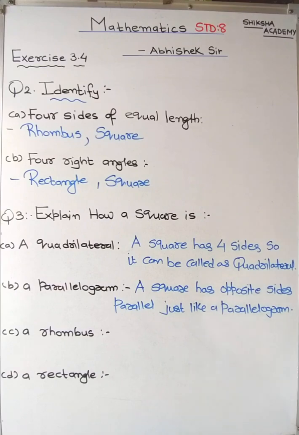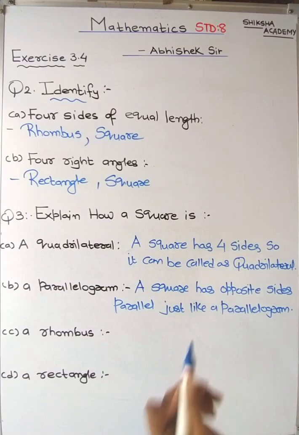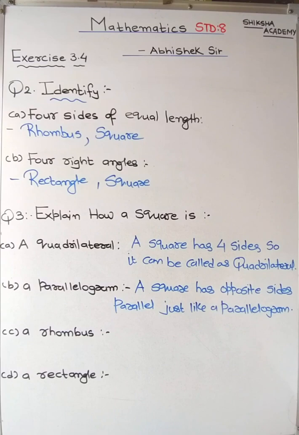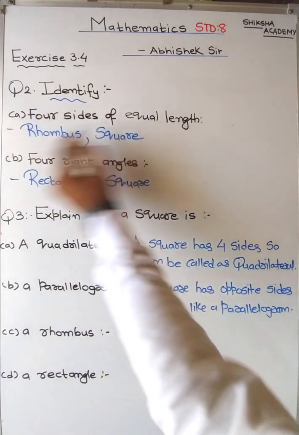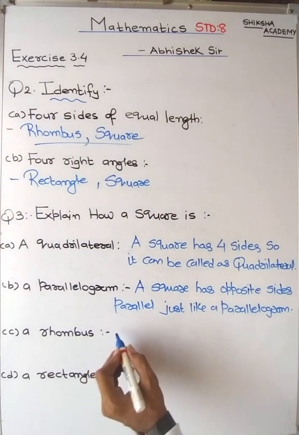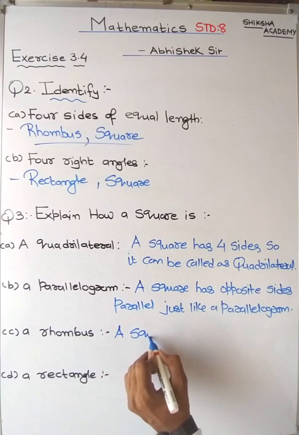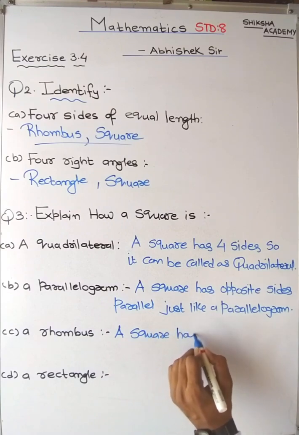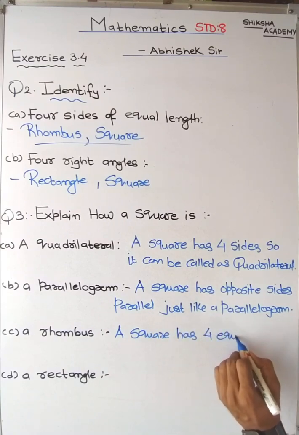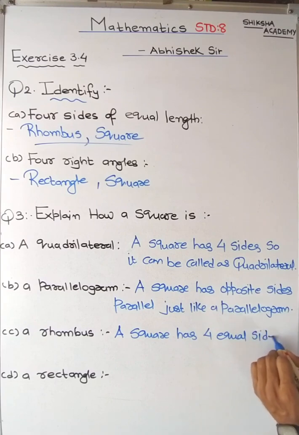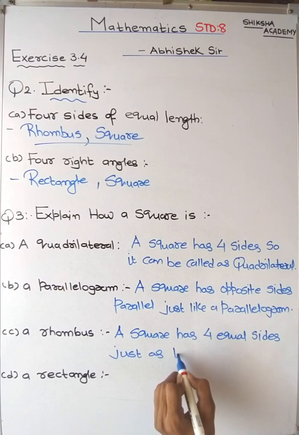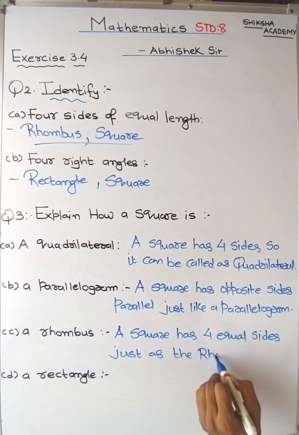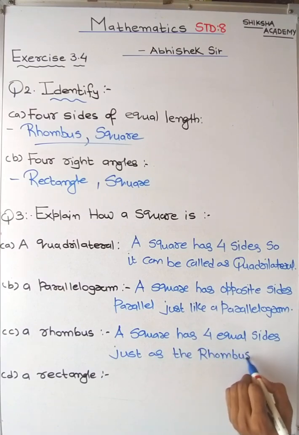How can a square be a rhombus? A rhombus has 4 equal sides. Same way, a square also has 4 equal sides. You can see over here 4 sides of equal length, rhombus and square. So you can write a square has 4 equal sides, just as the rhombus. So that is why a square can also be called a rhombus.